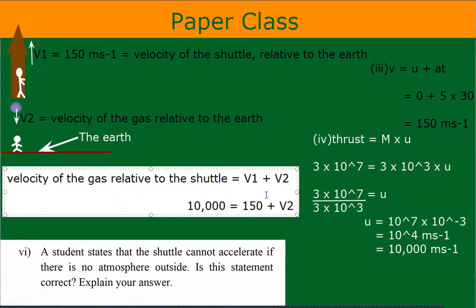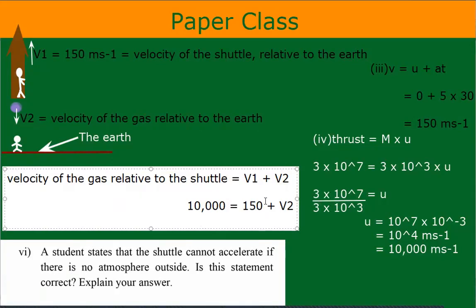Right, so it's a very simple calculation here. You see this is 10,000. Positive 150 comes to this side as minus 150. V2 will be at the other side. Am I right? It's such a simple, quick calculation. 10,000 minus 150. What is it here?